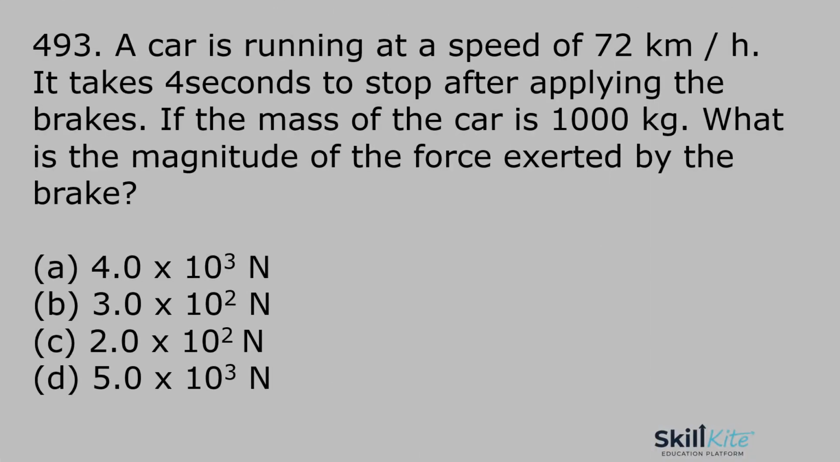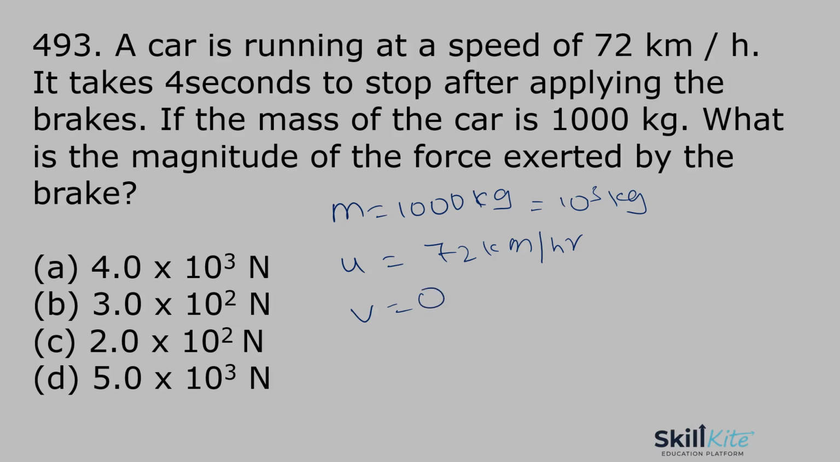A car is running at a speed of 72 km per hour. It takes 4 seconds to stop after applying the brakes. If the mass of the car is 1000 kg, what is the magnitude of the force exerted by the brakes? It's a good question. So mass of the car here is 1000 kg, that is 10 cube kg. Initial velocity u is 72 km per hour. v is 0 because we're stopping the car, right?